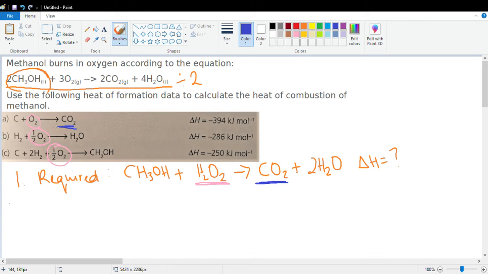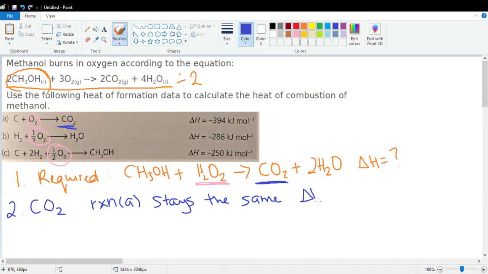So step 2, in sorting out our carbon dioxide reaction, I'm going to write RXN for reaction. Reaction A stays the same. Now we did this separately last time, but if it stays the same, we can then say that the delta H for that must stay the same as well, minus 394.